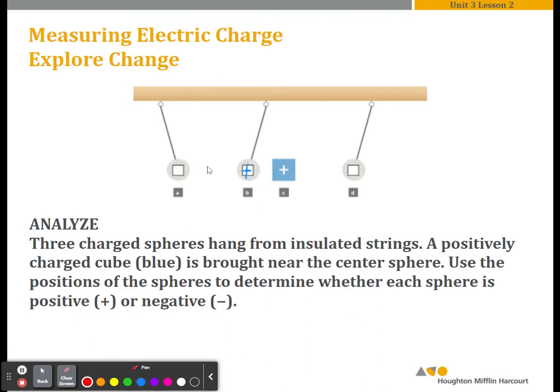Now, A is attracted to B. A is moving toward B. So A has a negative charge because opposite charges attract. D is moving toward the blue cube, the positive cube. So D also has a negative charge because opposite charges attract.